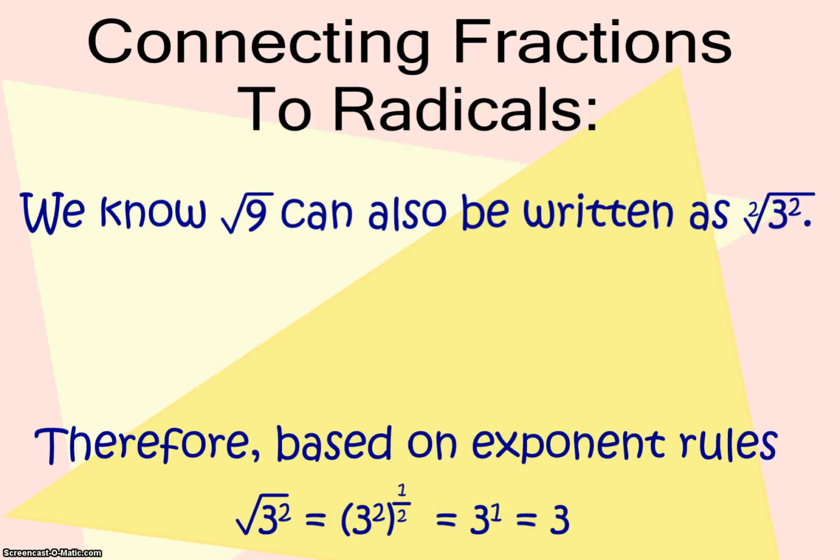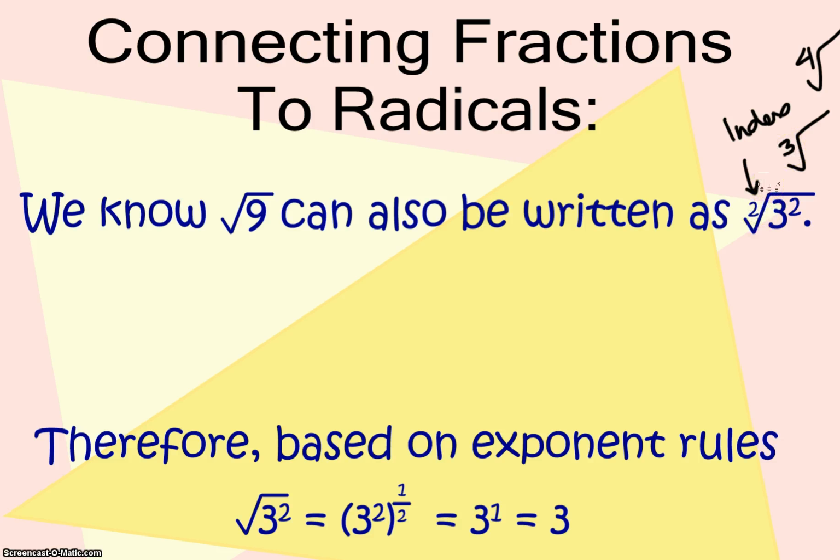So now we're going to connect fractions to radicals. So we know that the square root of 9 can also be written as, this is called an index. And it just tells you what you're taking, like, so this is a square root, but you could also see cubed root and so on. If there's no number here, we automatically assume it's square root.